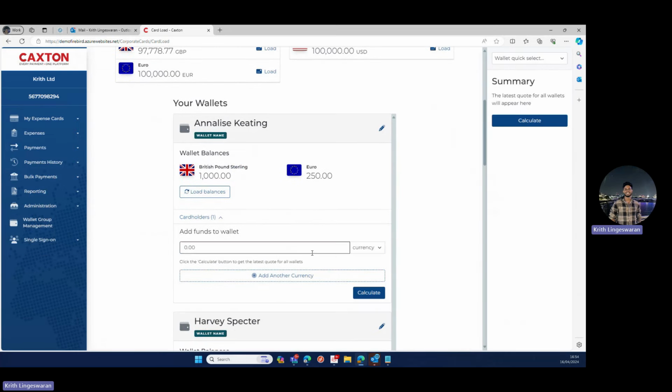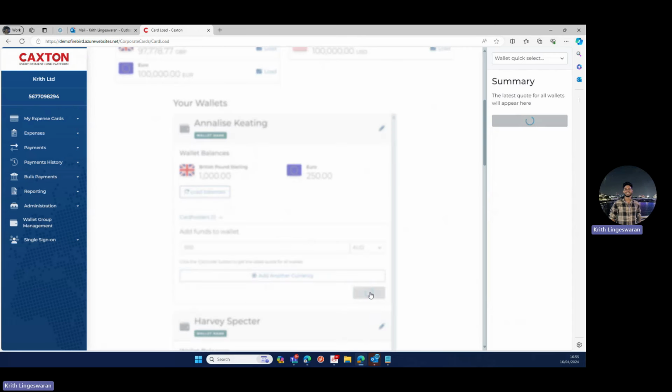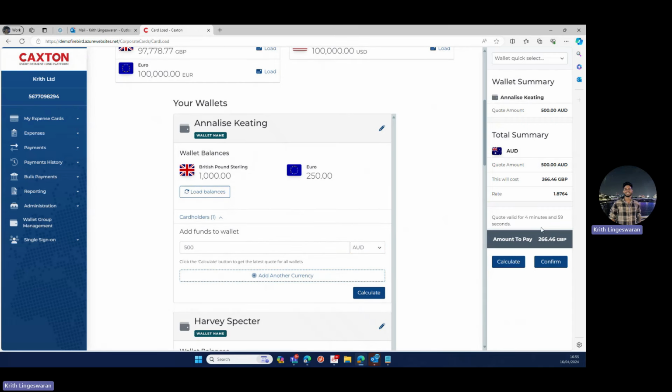For example, if you would like to load a card with 500 Australian dollars, we can give you a live rate that refreshes every 5 minutes. On the right, you can see the quoted amount and how much that would cost. And we also include a transparent rate.